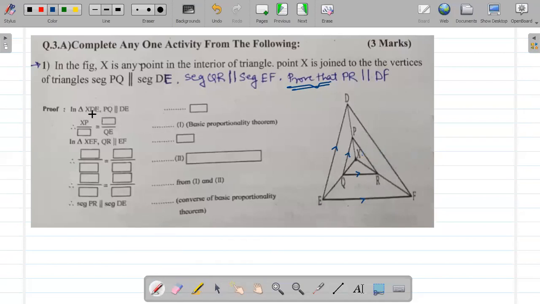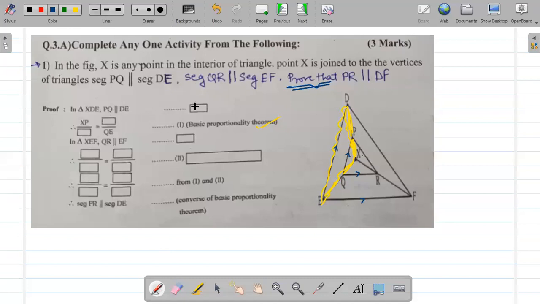So we start with stating that in triangle XDE, okay, so here it's already given this triangle XDE. For this triangle, we see that these 2 sides are parallel. Therefore, by basic proportionality theorem, we can say that the ratios XP over DP is equal to XQ over EQ, like that. So let's try to fill out the boxes.